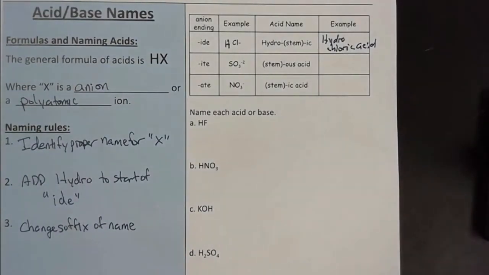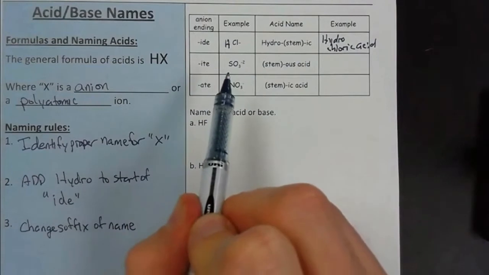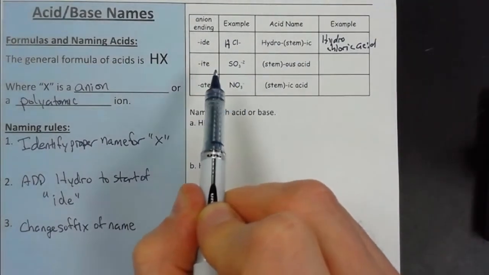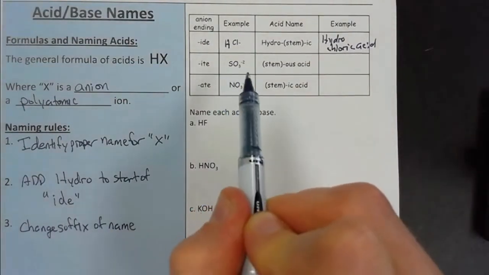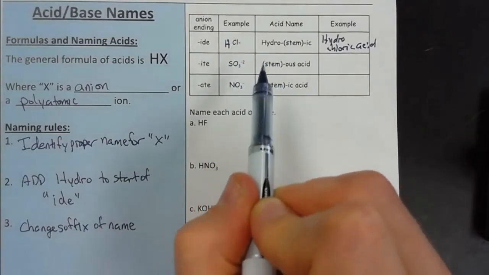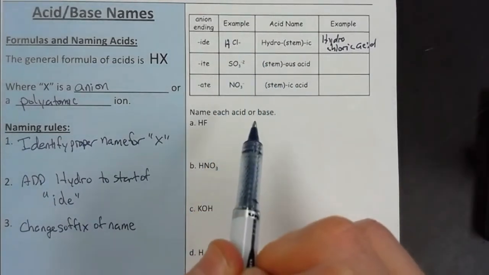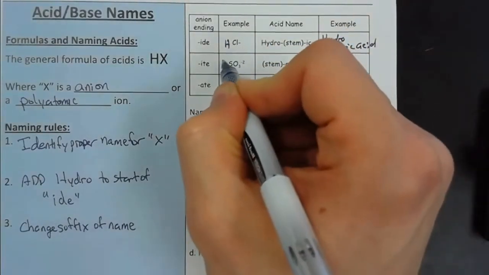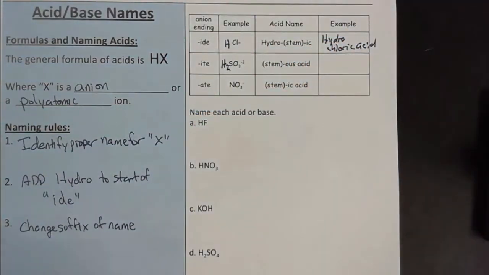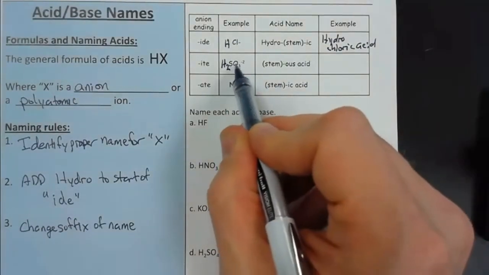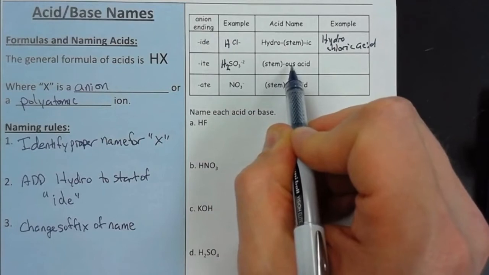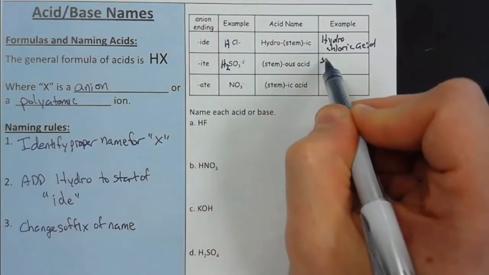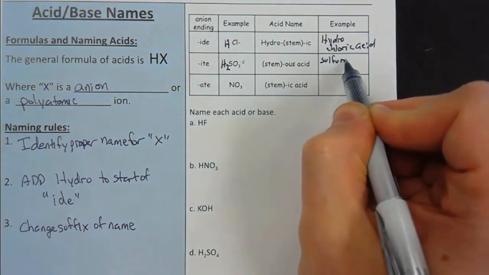Okay? If we had something like SO3 negative 2, which is the sulfite ion, because it doesn't end in IDE, to categorize all the polyatomic acids from the rest, we don't put hydro. So these don't get hydro at all. And so if this was H2SO3, we would just take the stem of the sulfite ion, which is sulf, and we add OUS to it. So this is what we would call sulfurous acid.